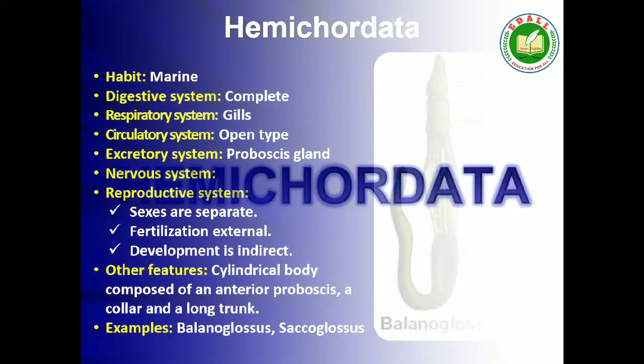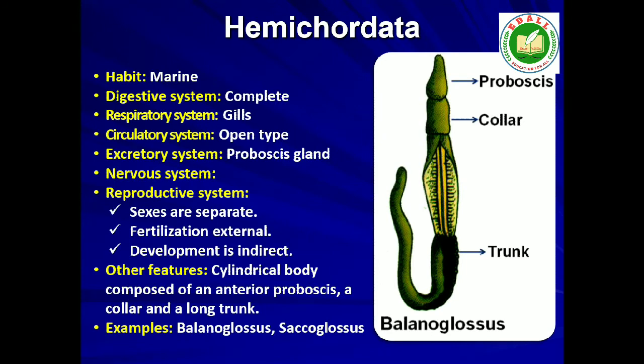Eleventh is phylum Hemichordata. Hemichordata was earlier considered as a subphylum under phylum Chordata, but now it is placed as a separate phylum under Non-chordata. This phylum consists of a small group of worm-like marine animals with organ system level of organization. They are bilaterally symmetrical, triploblastic and coelomate animals. The body is cylindrical and is composed of an anterior proboscis, a collar and a long trunk.